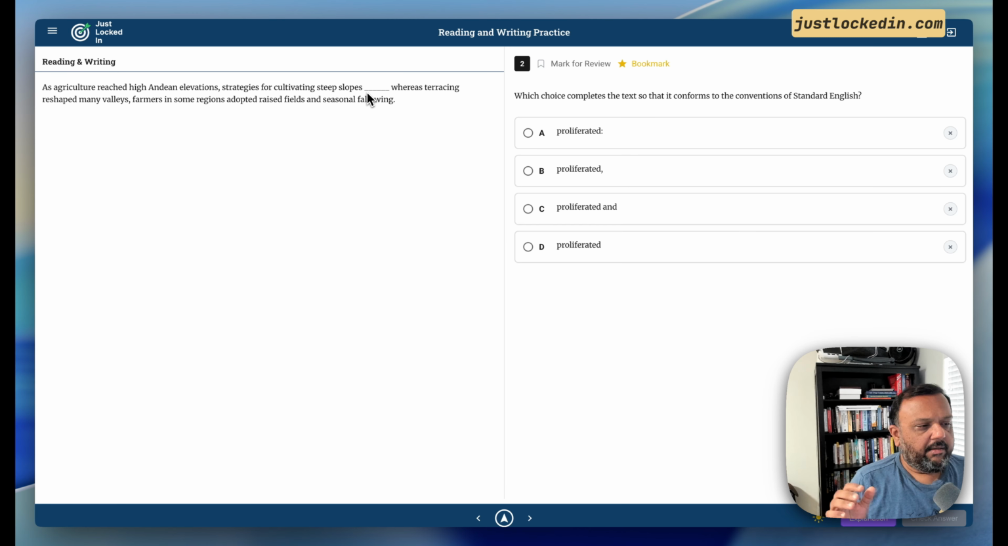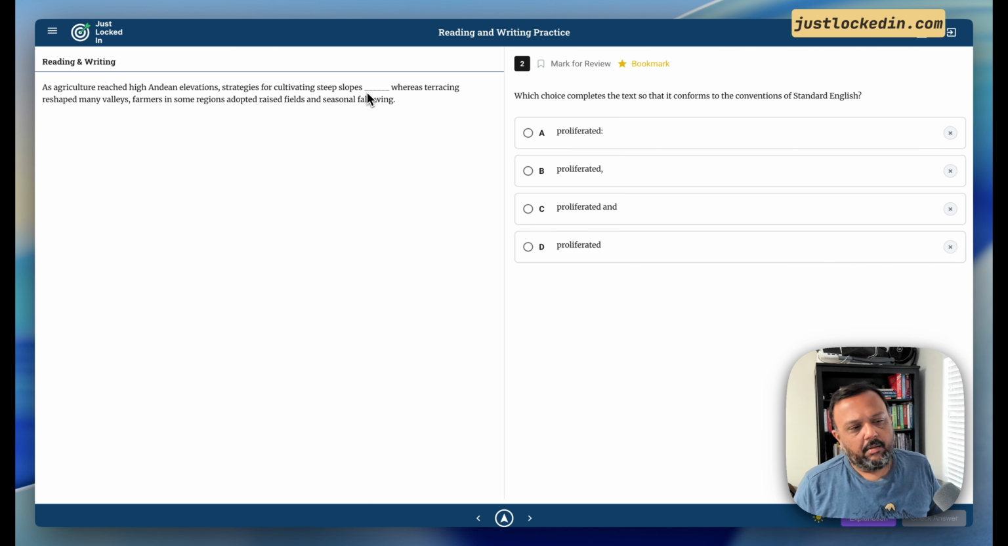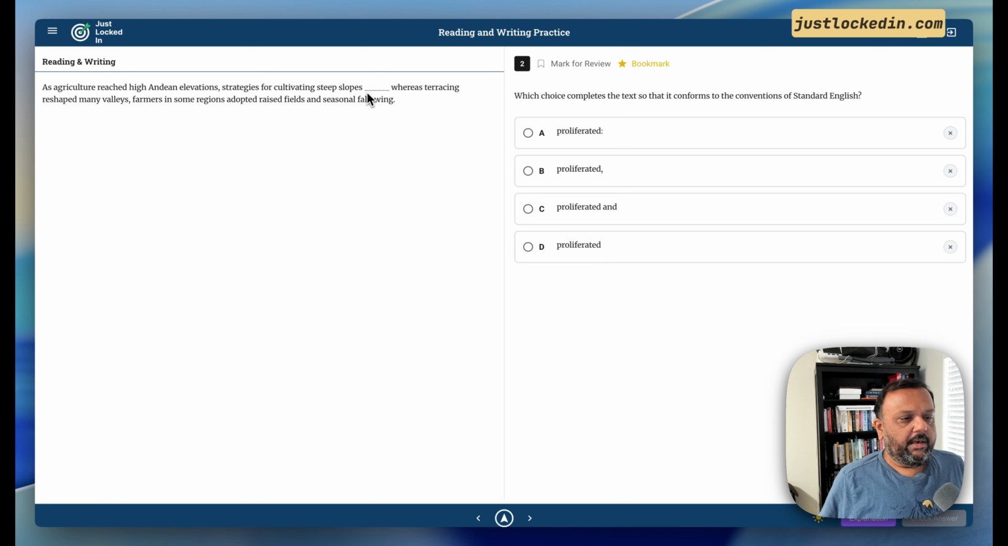Whereas terracing reshaped many valleys, farmers in some regions adopted raised fields and seasonal fallowing. So that is another independent clause. It makes a full sentence, so a legal sentence. So therefore, it's an independent clause. All right. So we're going to look to connecting these two. All right. Okay. So let's look at what this actually means.